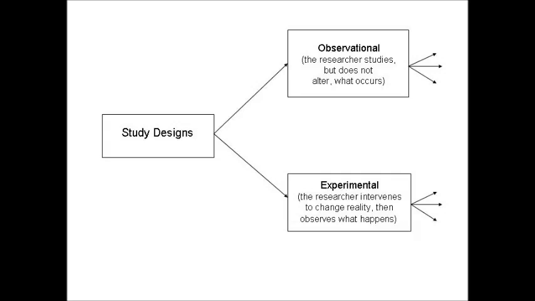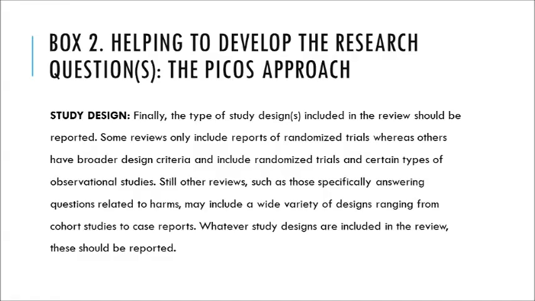Finally, S is for study design. These are the types of study designs you will require in your review. So again, it's part of the inclusion criteria. Some reviewers only include reports of randomized control trials, where others have broader design criteria and can include randomized trials, quasi-experimental trials, and certain types of observational studies.